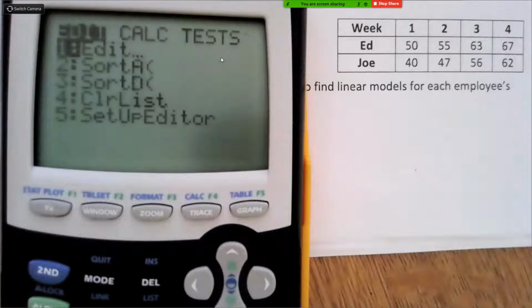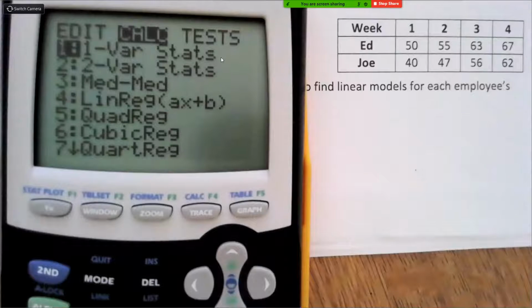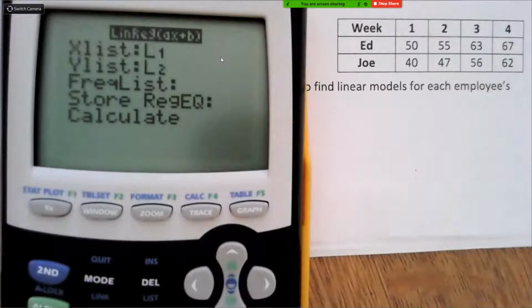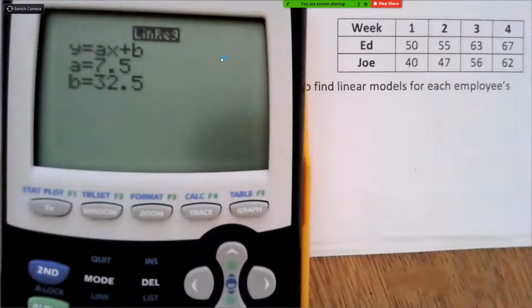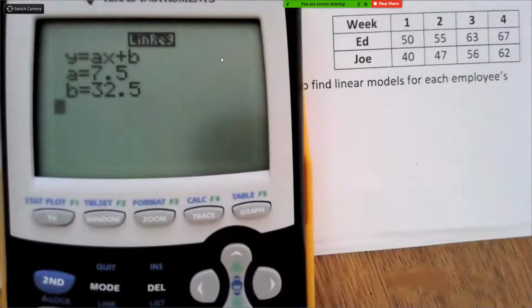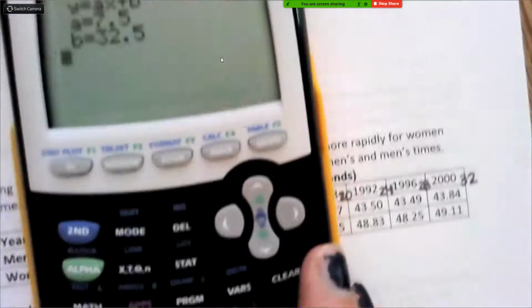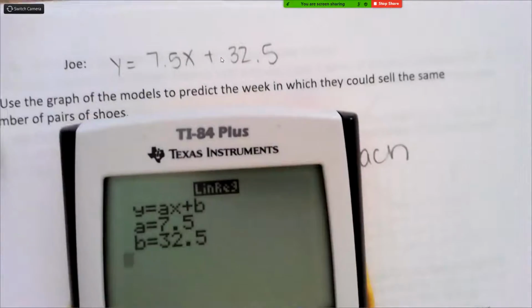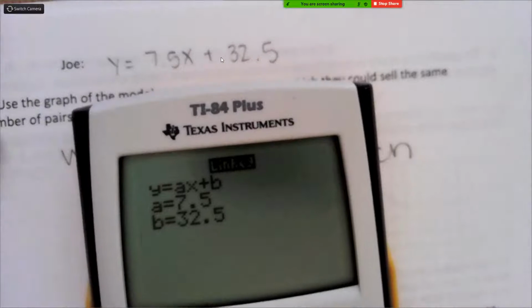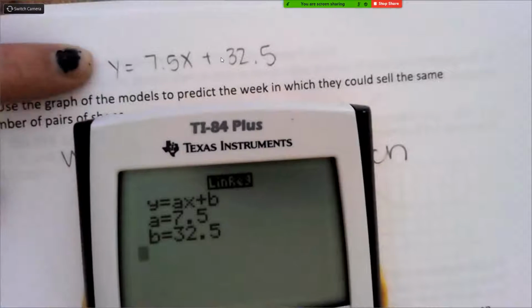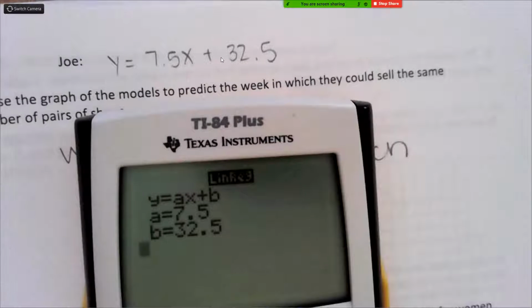You go to Stat, go over to Calc, go to Option 4, and calculate your information. Make sure you typed in your data. So you should type in Joe, again, I told you the packets are a little wonky. Joe goes at the top of the next page. He's 7.5x plus 32.5.